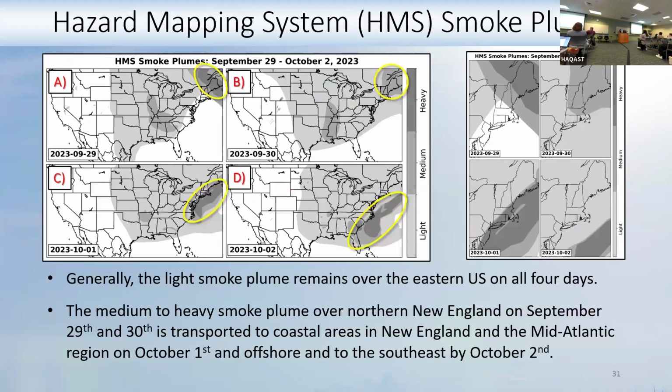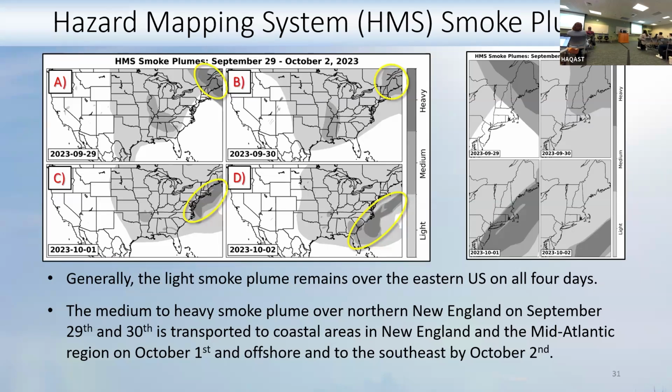Here is the HMS smoke plume, so basically the intensity of those smoke plumes on each of these days. I have September 29th in image A through October 2nd in image D. And I have the hemisphere on the left and then a zoomed in version on the right so we can better see what's going on in New England.